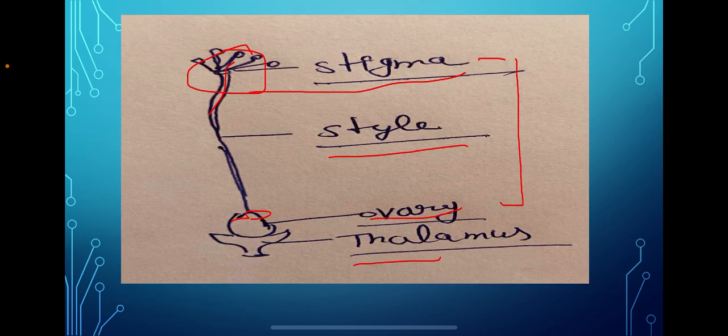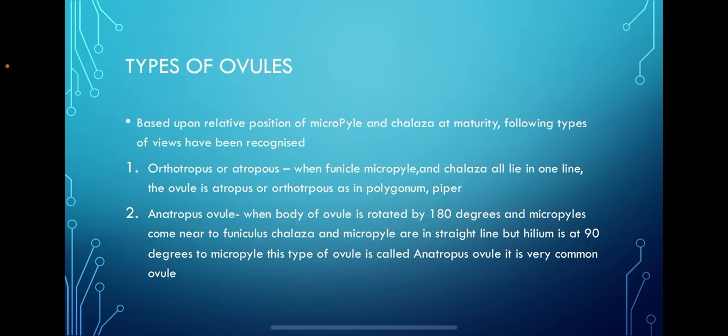These are the parts of the female reproductive organ: stigma, style, ovary, thalamus. Stigma, style and ovary together make up the carpel, which is the part of the female reproductive organ. Types of ovules based upon the relative position of micropyle and chalaza at maturity. The following types have been recognized.